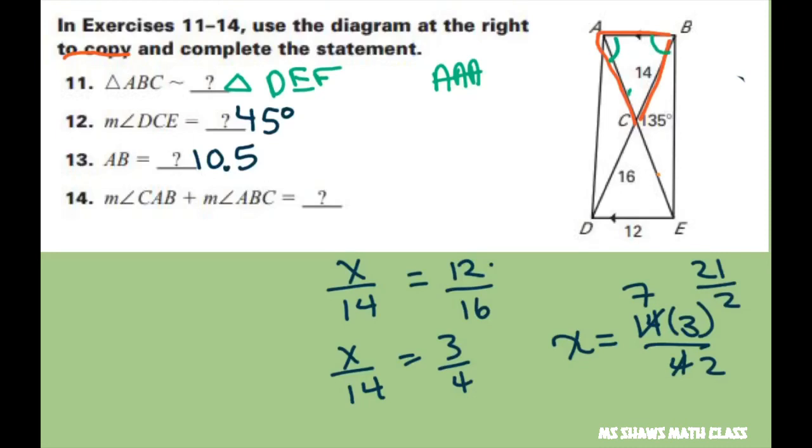And if this is 45, then the whole thing has to equal 180. So you're going to get 45 plus 135 equals 180. So these two angles here added up together would equal 135 degrees.